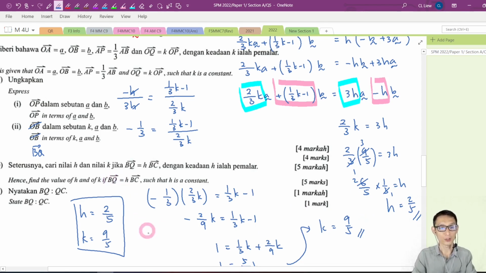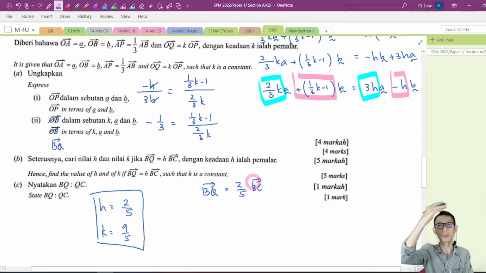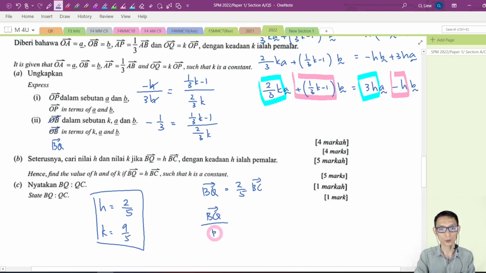We have one more part to go. Let's go to the last part. From part B, we got the value of H is 2 over 5. It means that BQ is equal to H times BC, and H is 2 over 5, so 2 over 5 BC. So I'm going to rearrange the terms nicely, BQ over BC, so that it's easier for you to see their ratio. BQ to BC is equal to 2 over 5.